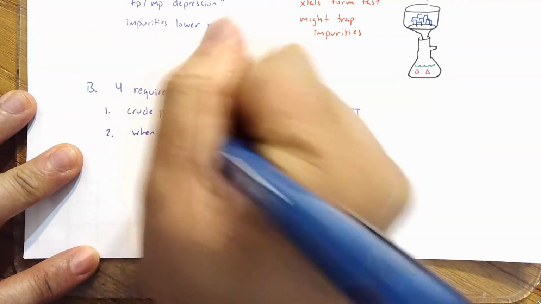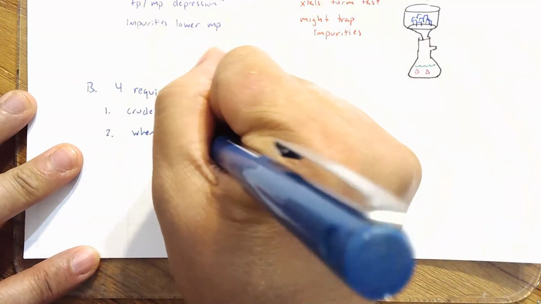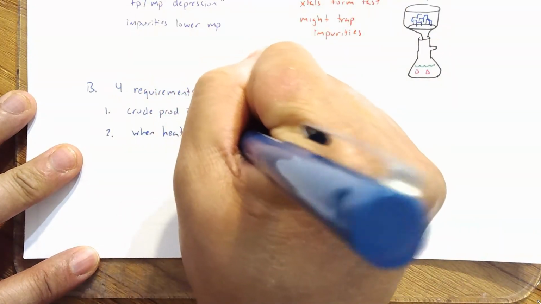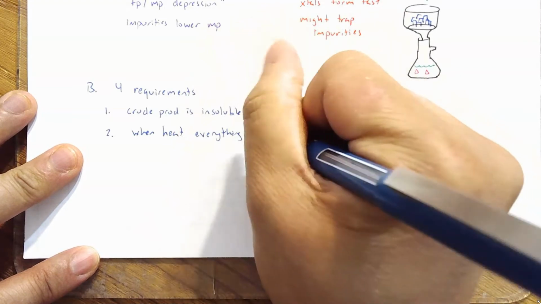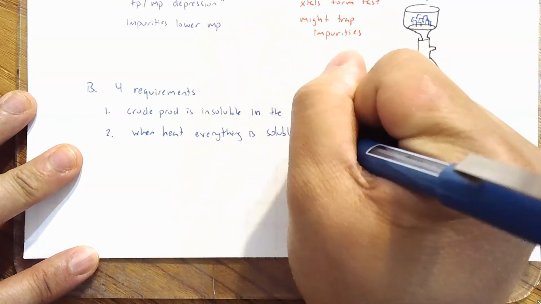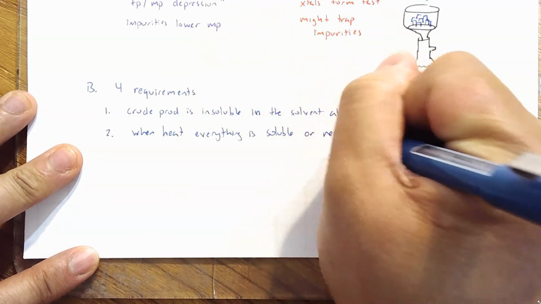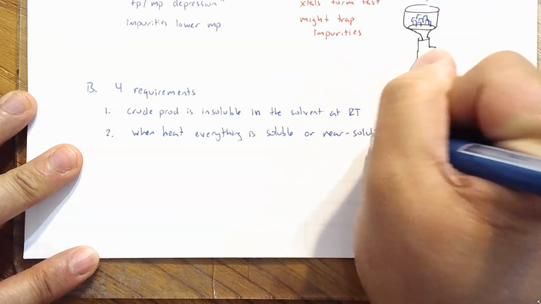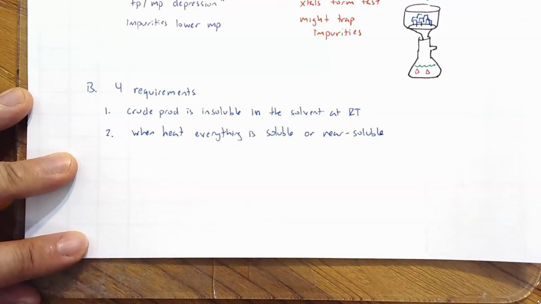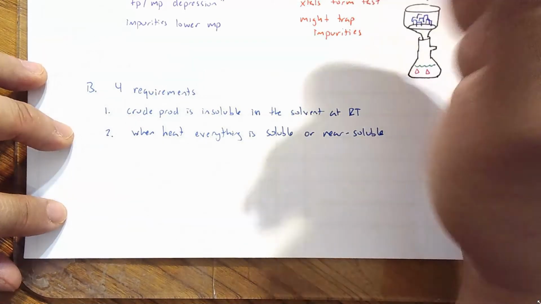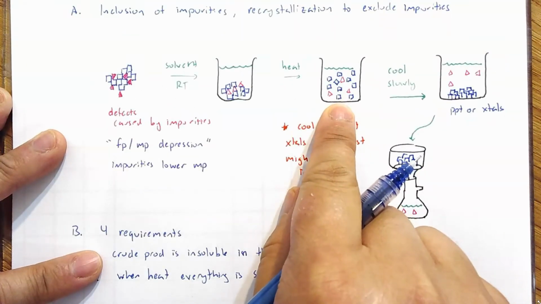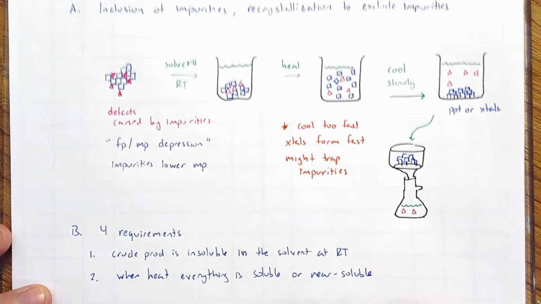Requirement number 2 is, yes, when you heat, everything is soluble or near soluble. Again, it's not going to be perfect, but hopefully all your impurities can be released in the hot solvent, just like this.